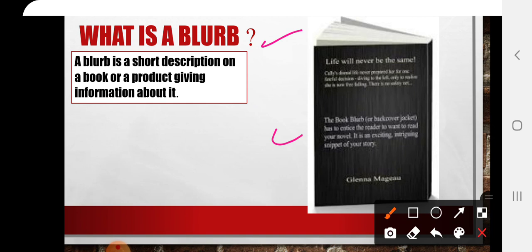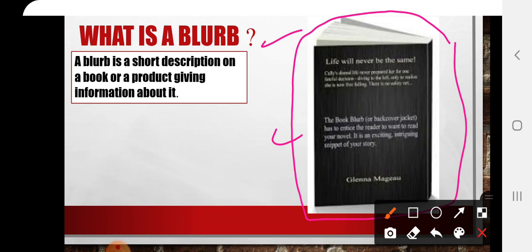Look at this book here. What do we have? There's a blurb. At the back side of each book, you have a blurb which tells you information about the book. What is this book about? If it is a novel, what is this novel about? Or what is this play about? And so on. So a blurb is a short description on a book or a product giving information about it.